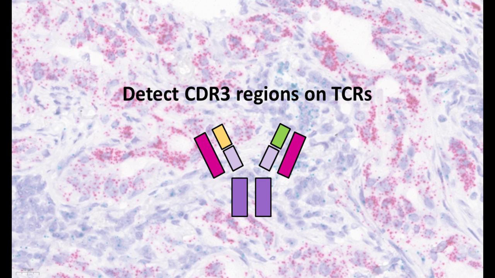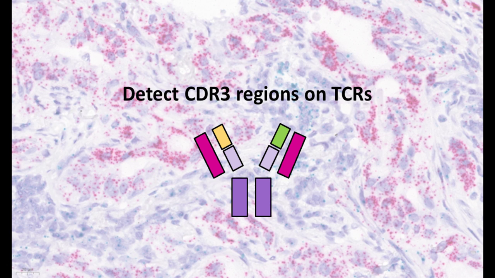One of the next applications I want to talk to you about is a very exciting application, which is using BaseScope assays to detect CDR3 regions on TCRs. In the last decade or so, there has been a lot of emphasis on engineered T-cell therapies. To do this, it's important to identify specific clonal populations of T cells. Using our BaseScope assay, we can design a specific probe against the CDR3 regions of TCRs and identify clonal populations of T cells.